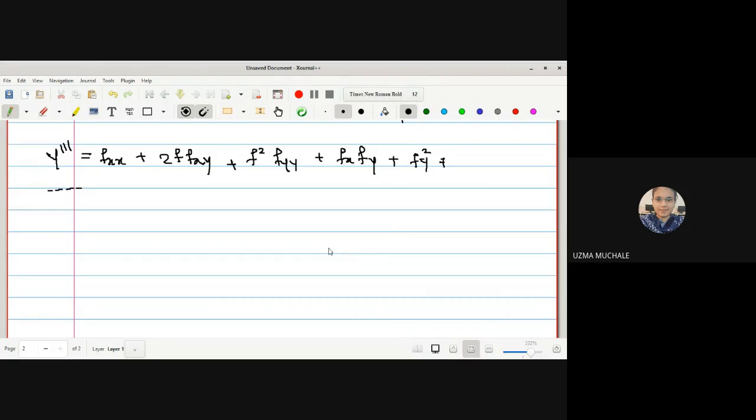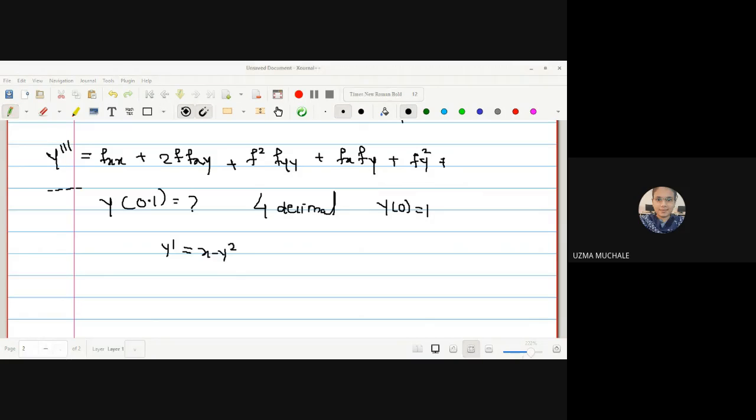Find y of 0.1 by using the Taylor series method. Find y of 0.1, correct up to 4 decimal places, with the initial condition y of 0 is equal to 1 and y dash is equal to x minus y square. Have you written the question? Find the solution by using Taylor series, that is, we have to find y of 0.1.